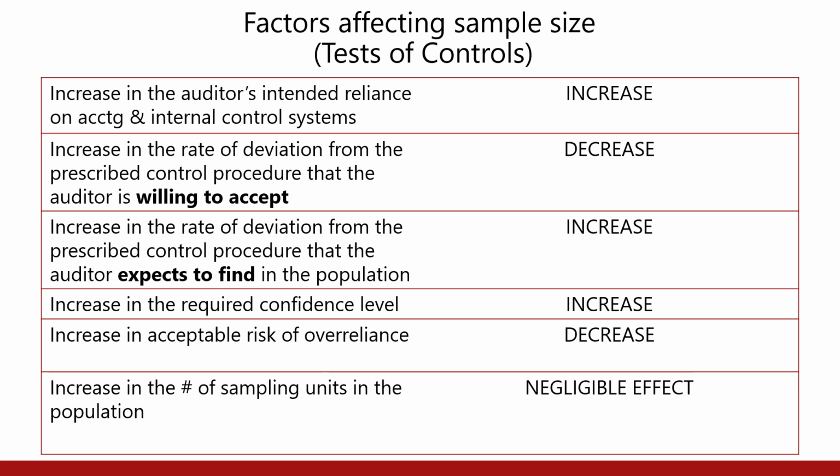Because when do we test the controls? When we intend to rely on them. So therefore, your intended reliance has a direct effect to the sample size. The more you wish to rely, the more or the bigger your sample size will be.